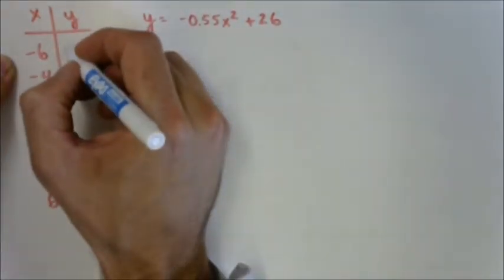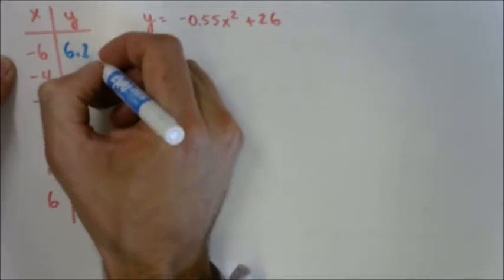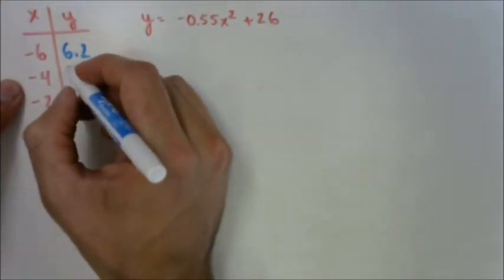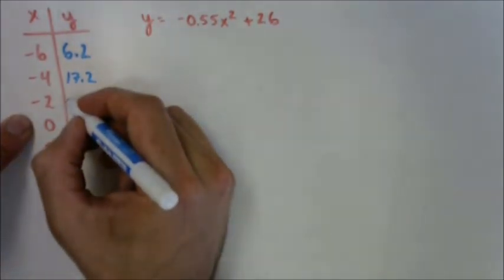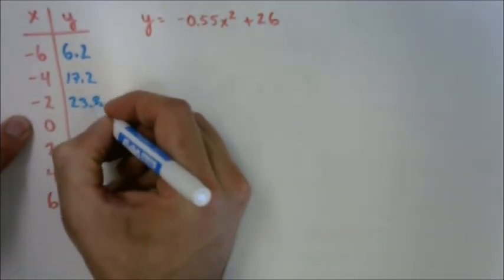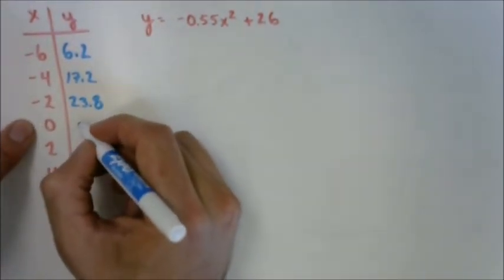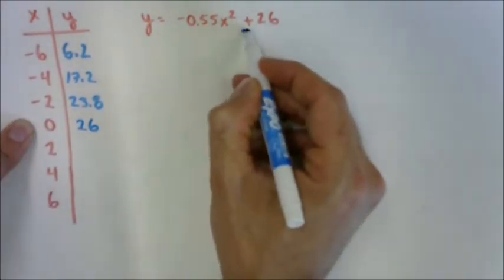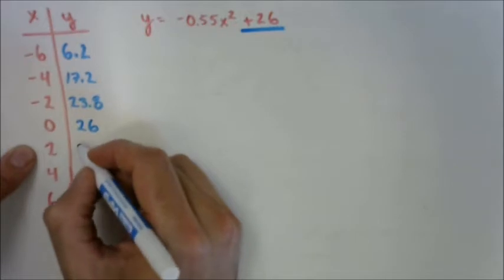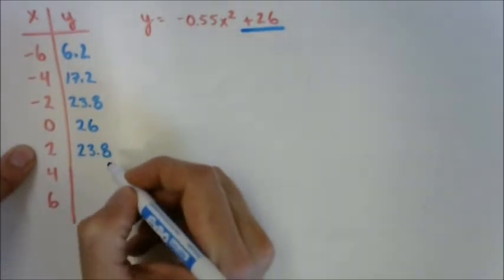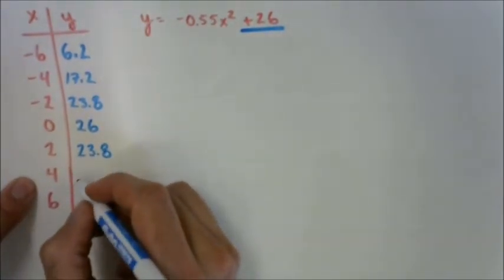The y column of your chart should look like this, 6.2. If you sub in negative 4, you'll get 17.2. If you sub in negative 2, you'll get 23.8. If you sub in 0, you'll get 26. Of course, that's our constant over here. If you sub in 2, you'll get 23.8, and we're starting to see the symmetrical nature of the parabola.